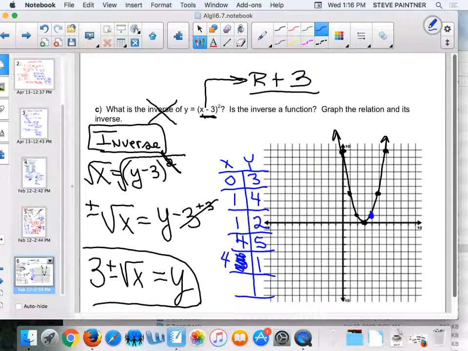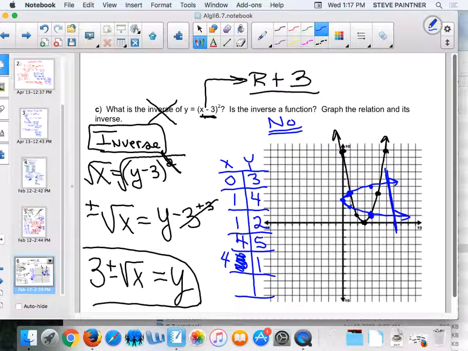Quick sketch. 0, 3. 1, 2, 3. 1, 4. 1, 2. And 4, 5. And last one is 4, 1. There it is. Answer the question. Is the inverse a function, yes or no? No. Vertical line test. You hit it twice. You hit it twice, it's not a function. So I found the inverse, it's right there. I answered the question, no, it's not a function, the inverse, and I did graph.